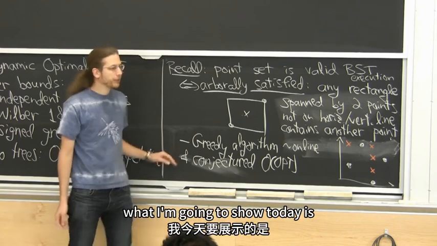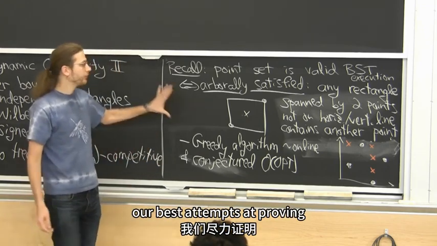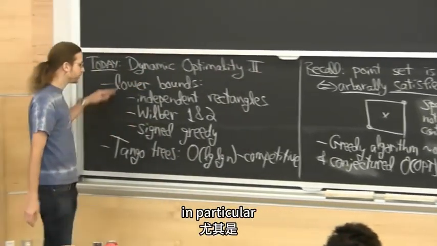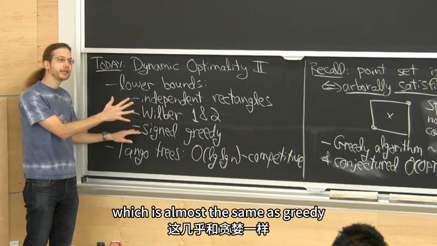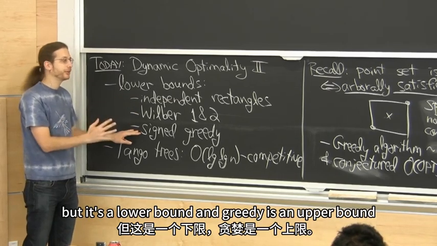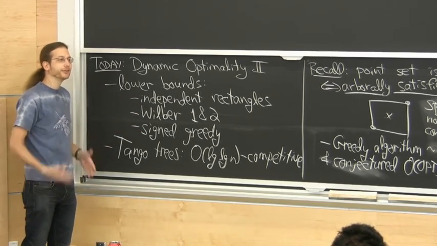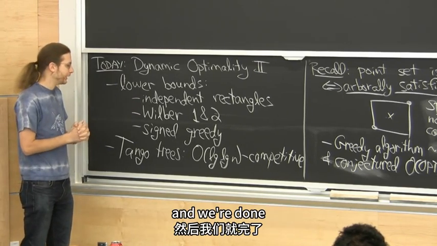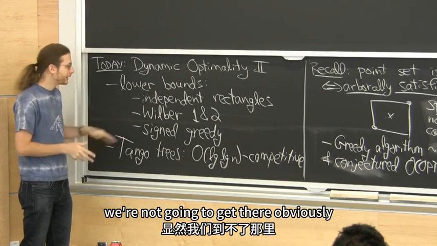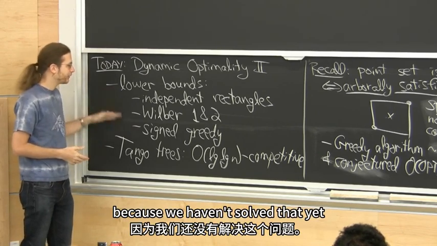We can't prove it. What I'm going to show today is our best attempts at proving this is optimal. In particular, there's something called the signed greedy algorithm, which is almost the same as greedy, but it's a lower bound, and greedy is an upper bound. So all you need to do is show these two things are within a constant factor of each other, and we're done. We're not going to get there, obviously, because we haven't solved that yet.